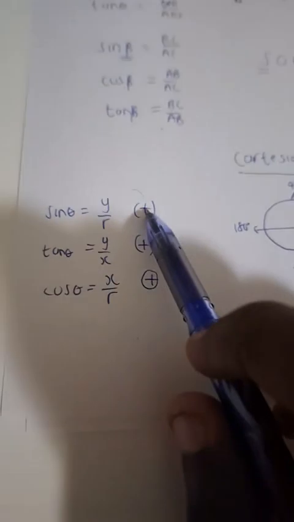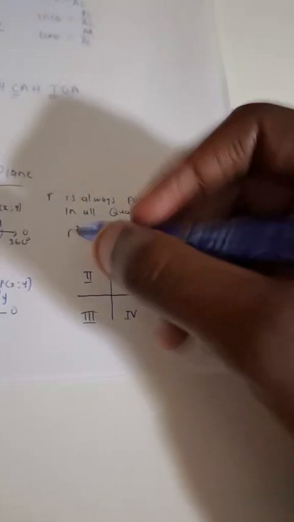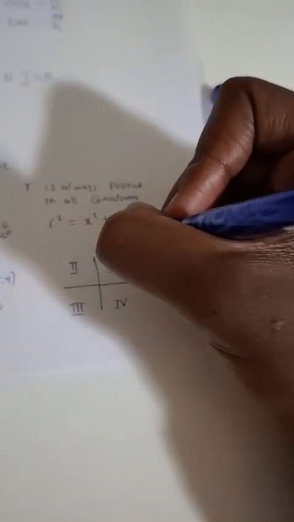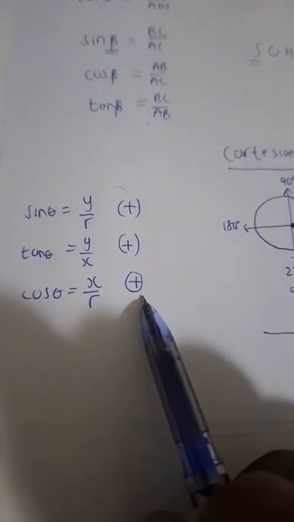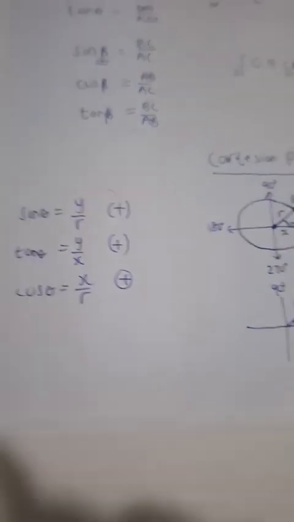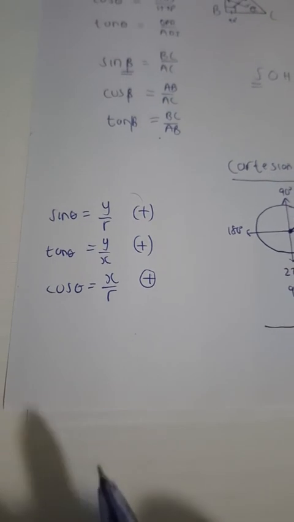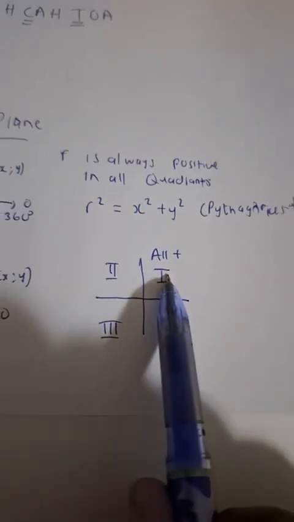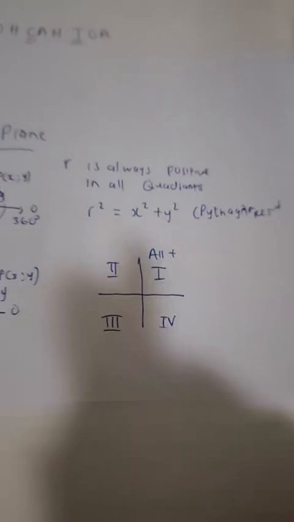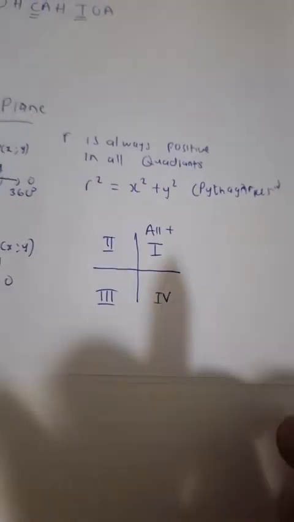So what you will notice is that sine, cos, and tan in the first quadrant are all positive. The trig ratios in the first quadrant are all beautifully positive. All of them. Sine, cos, and tan. So that is why we say in the first quadrant, all trig ratios are positive. Okay, very important.